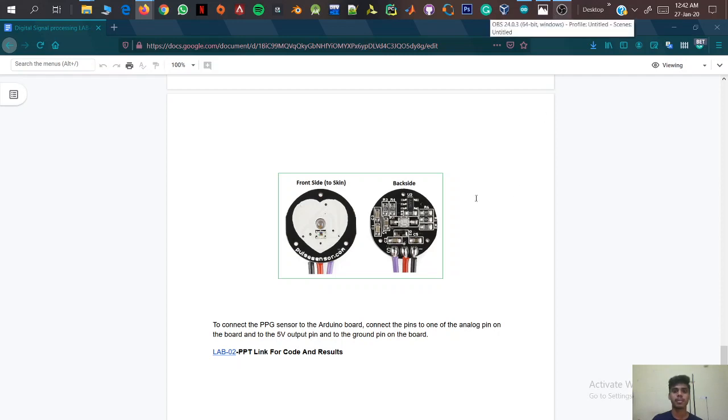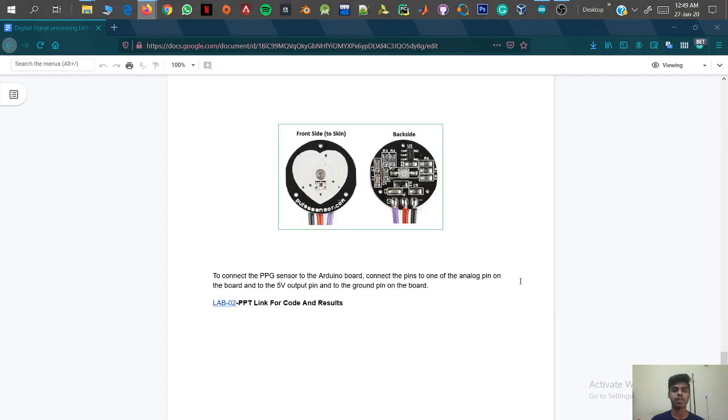We have to connect the PPG sensor to the Arduino board on which we are doing the processing. To connect the PPG sensor to the Arduino board, we connect the S pin to the analog pin, the plus to the 5 volts, and the minus to the ground. After connecting the PPG sensor to the Arduino board, we take the input from the PPG sensor through the Arduino board and perform some filter operations.